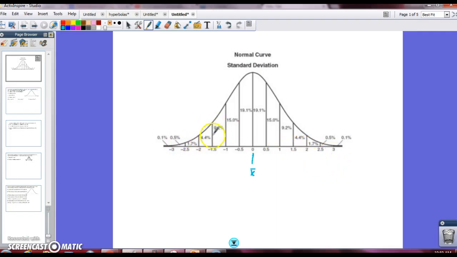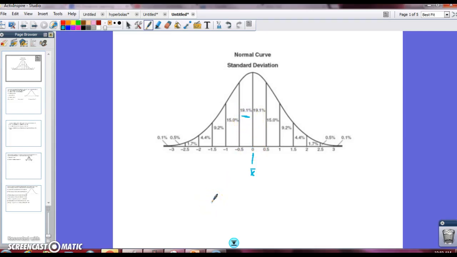You'll also see here all of these percentages that are within each of these spots on the curve, and you'll see that they correspond to the percentage of the data that falls within that range. So 19.1% of all of your data is between half a standard deviation below the mean and the mean. Okay, so we'll talk about that a little bit more as well.